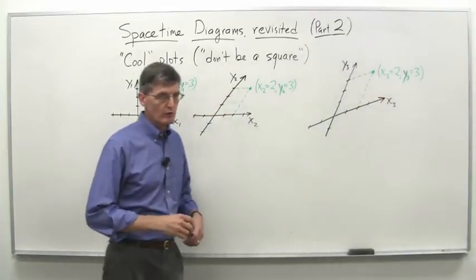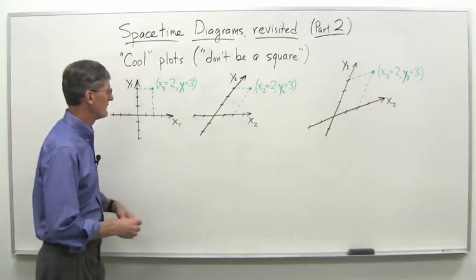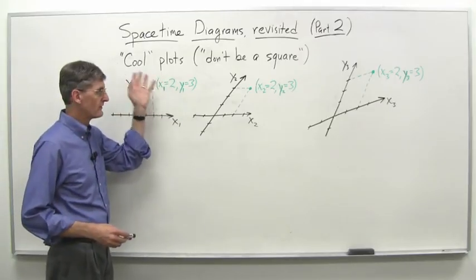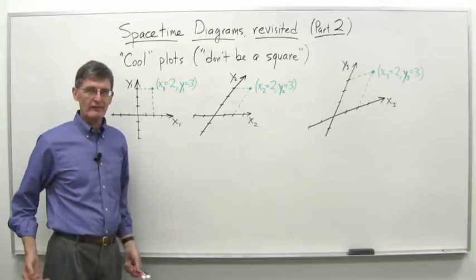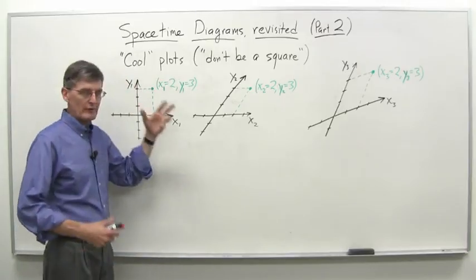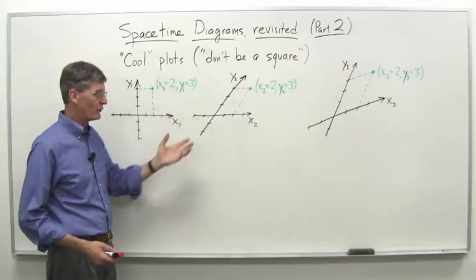On to part 2 of our revisitation of space-time diagrams. And the subject here is, quote-unquote, cool plots. Quote-unquote, don't be a square. I don't know how it translates into other languages, but the idea is if you want to be cool, you want to be with it, then you don't want to be a square. What does that have to do with what we're doing here?